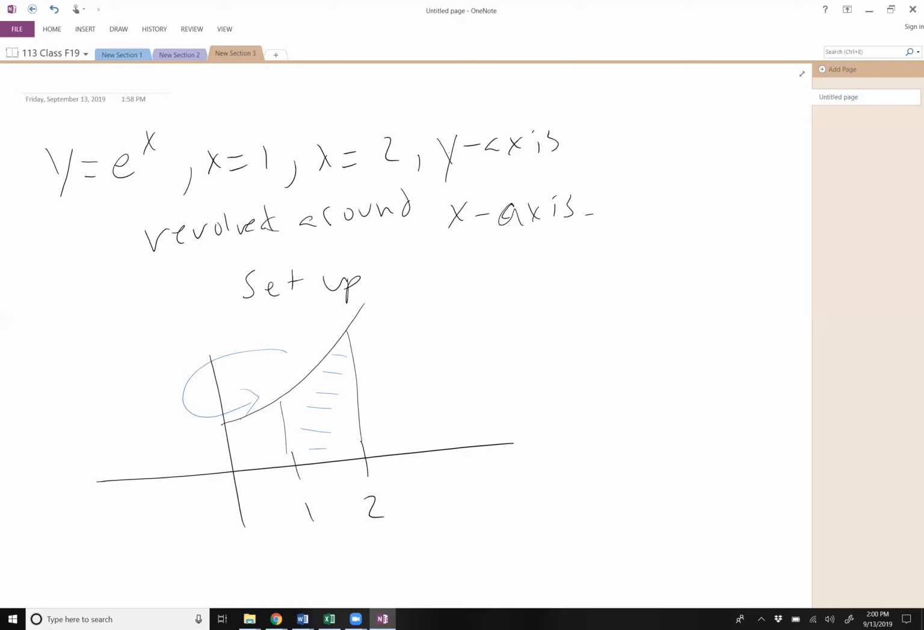Okay, see if you can set that up. There's a region bounded by those curves, and see if you can just set up the integral.